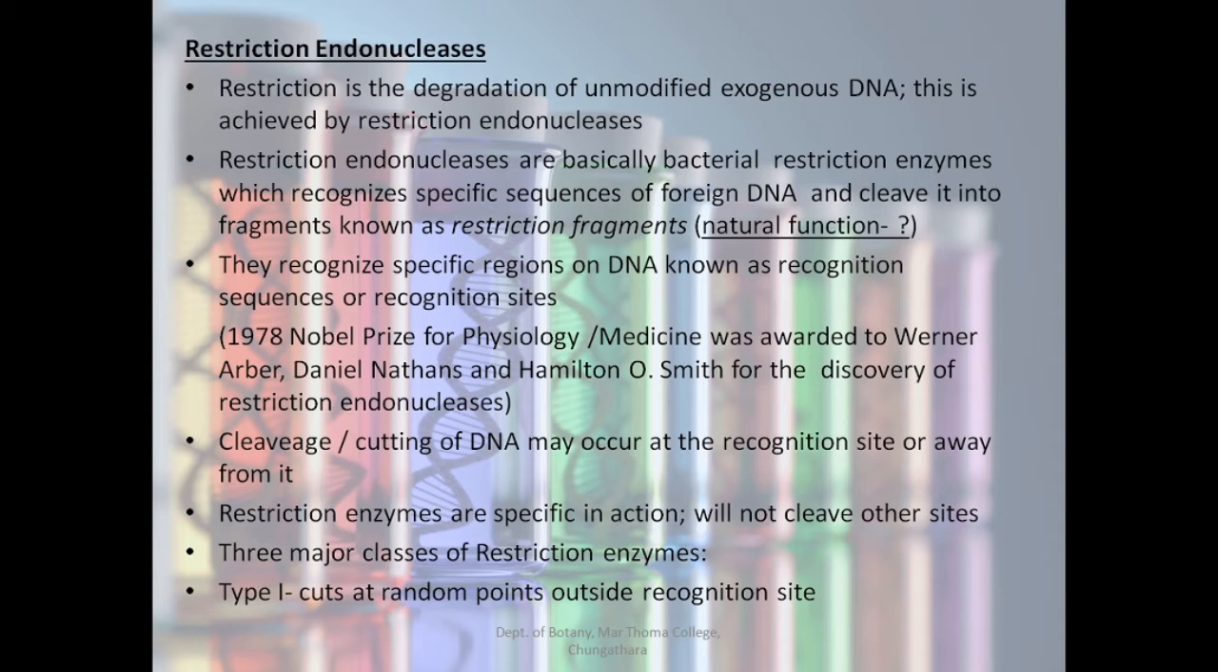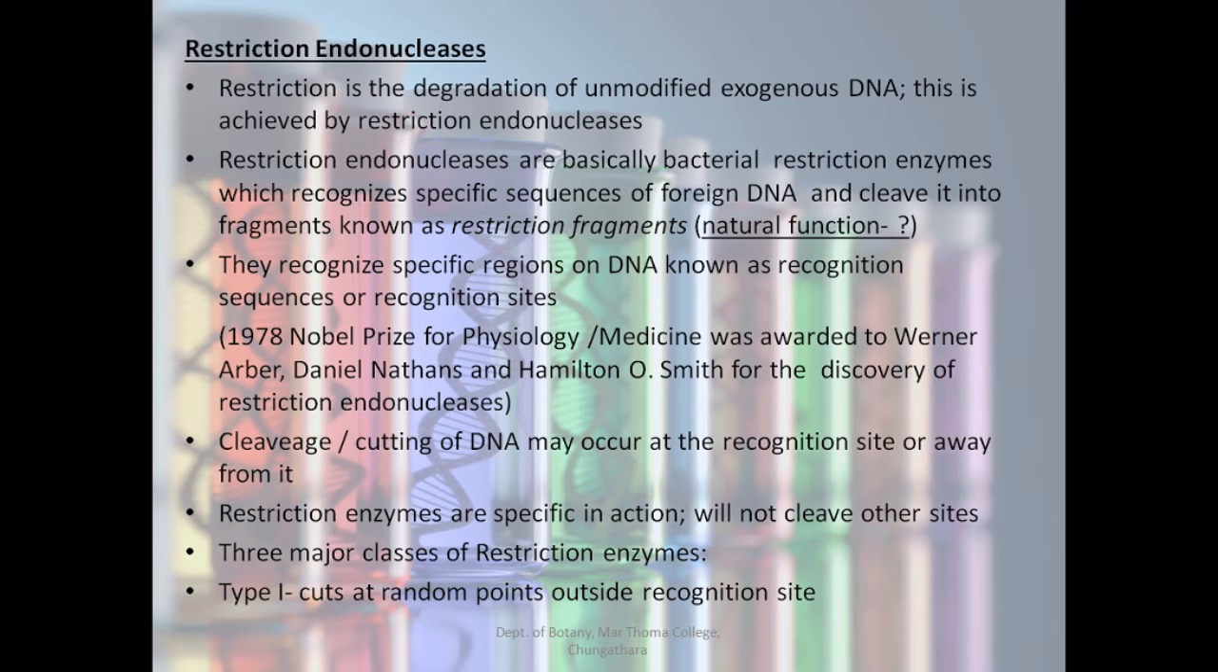What these restriction endonucleases do is they identify any foreign DNA which comes into the bacterial cell, identify specific sites and cleave it based on these sites. The sites which are recognized by the restriction endonucleases are known as recognition sequences or recognition sites. And the cutting of the fragment, commonly known as cleavage, may occur at the region of recognition or a different region.